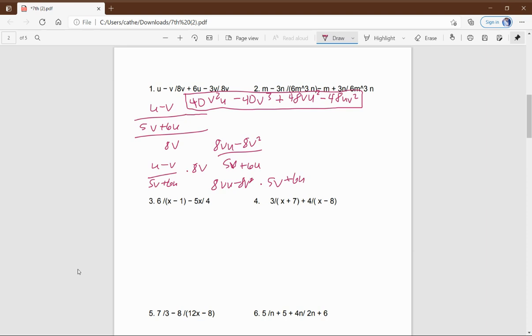Okay, we can simplify this even further. Oh god, okay. v squared. So we can simplify these. We can just add the like terms together. So 40 minus 48. So that'd be negative 8u v squared minus 40 v cubed plus 48 vu squared. That's the final simplification. There we go.